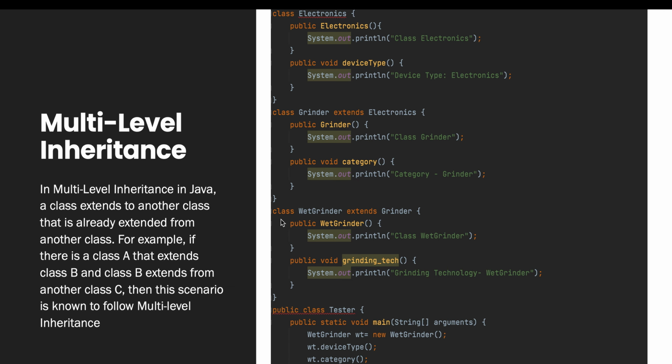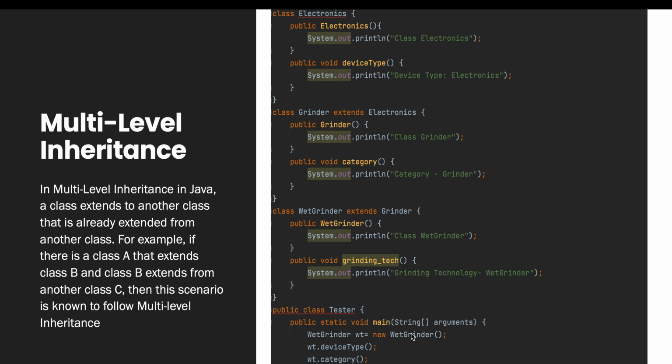And again, let's say we have some other class like wet grinder, and this wet grinder is extending the functionality of grinder, right? So what is happening here? Electronics is extended by the grinder and grinder is extended by the wet grinder. So if you create the wet grinder object, you will be able to access the property and behavior of the wet grinder class as well as the grinder class, and also the electronic class, because the electronic class behavior and method will be available inside the grinder automatically. And since the grinder class is extended by the wet grinder, all these properties will be available here also.